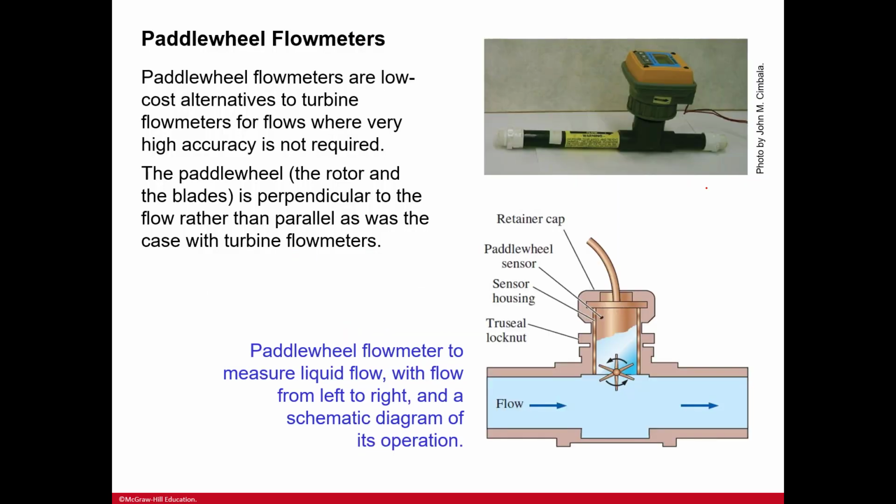We have paddle wheel flow meters. Paddle wheel flow meters are low-cost alternatives to turbine flow meters, for flows where high accuracy is not really required and an approximation would be okay. You can see this paddle wheel here with a counterclockwise flow.